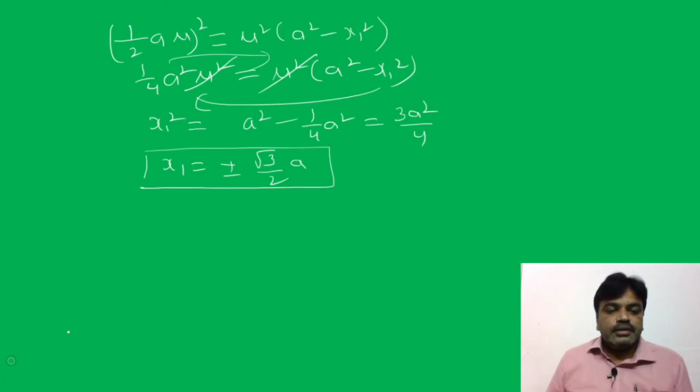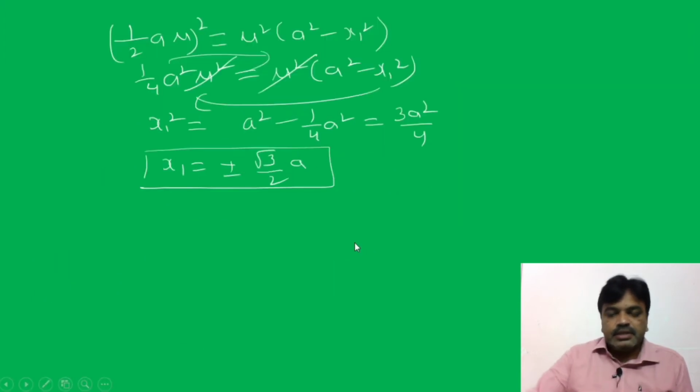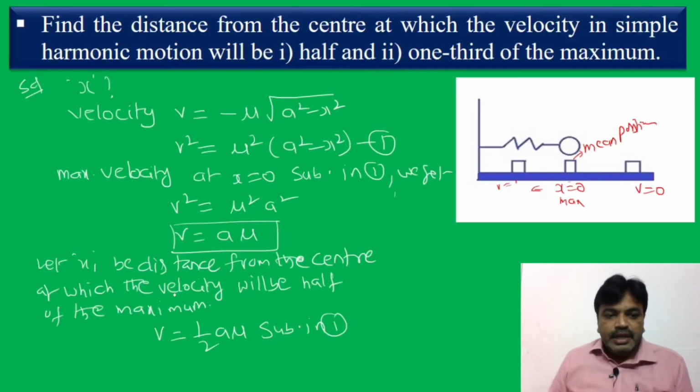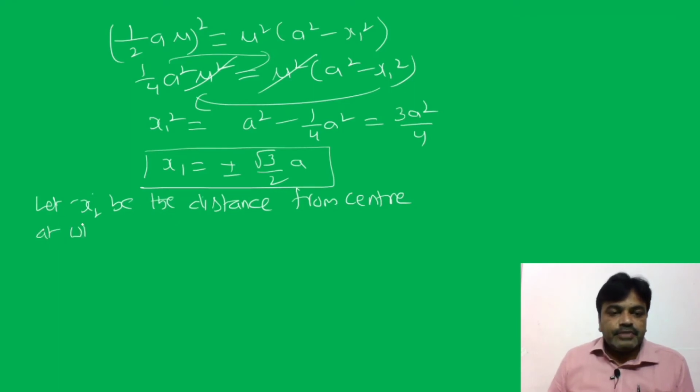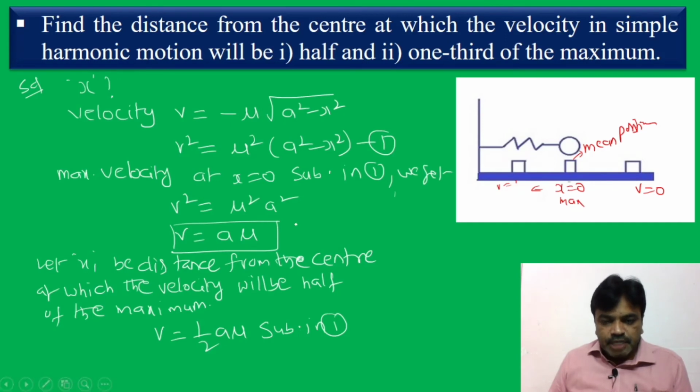And then it says 1/3 of the maximum. Let x2 be the distance from the center at which the velocity will be 1/3 of the maximum. So here v = (1/3) aω.